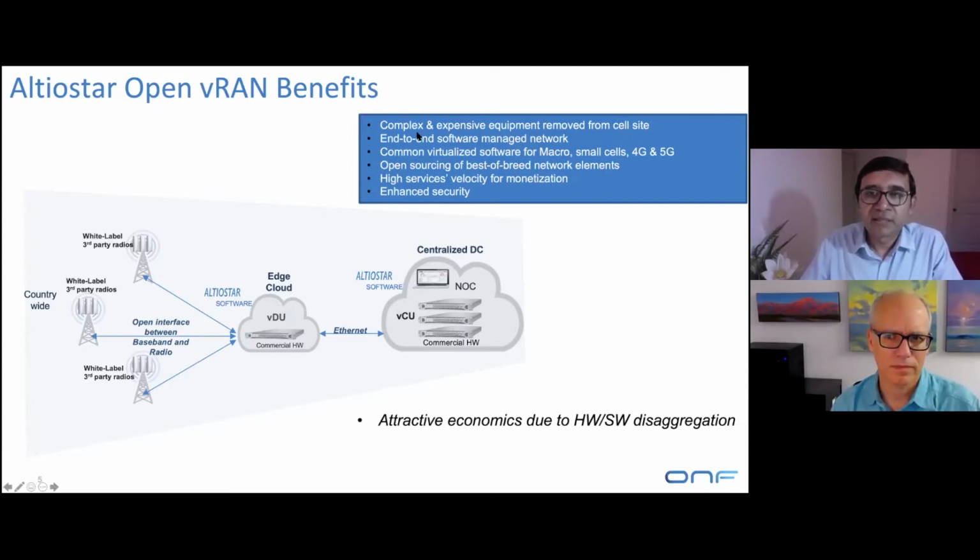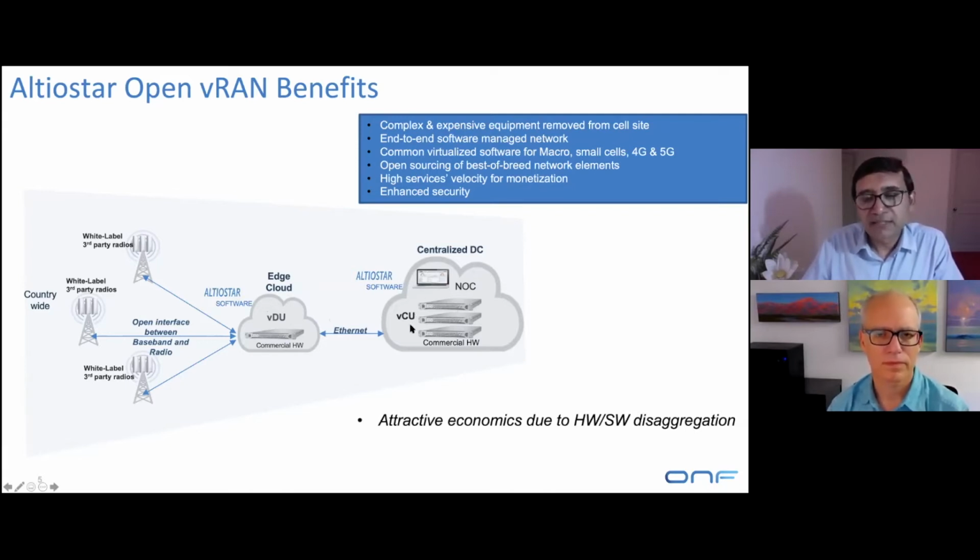Secondly, because the DU is now virtualized, it can run in edge cloud, which is what we have done in Rakuten. As a result, the site is simplified. At the cell side, operators potentially will have only radios, and all the other complex equipment is residing in the edge cloud. That further helps not only in the CapEx, but also OpEx, and we'll talk about that.